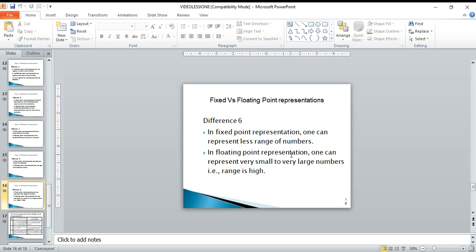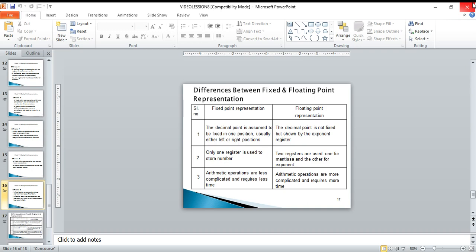And then difference 6: in fixed point representation, one can represent a lesser range of numbers. In floating point representation, one can represent very small to very large numbers, meaning the range of floating point numbers is high. So these are the differences between fixed point representation and floating point representation.